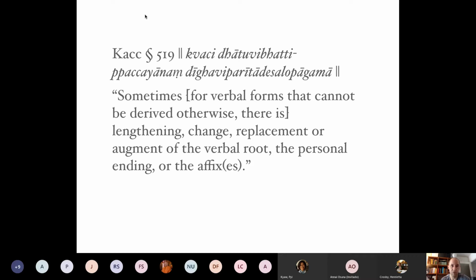Finally, the fourth Mahasutta is invoked many times, for instance in the Rupa Siddhi, to explain many verbal forms that cannot be explained otherwise. It says, Kvachi dhatu vipatti pachayanam diga viparita adesa lopagama. It means sometimes, for verbal forms that cannot be derived otherwise, and this is information we are adding to the rule, understood from the context, there is lengthening or change or replacement or augment of the verbal root, or of the personal ending, or of the affixes, the pachayas. So many things can happen, and if they cannot be explained by any other rule, they are explained away, so to say, by this rule.